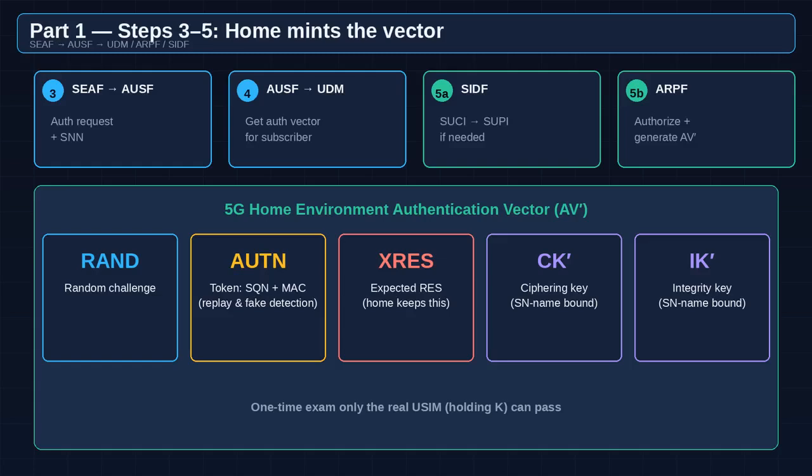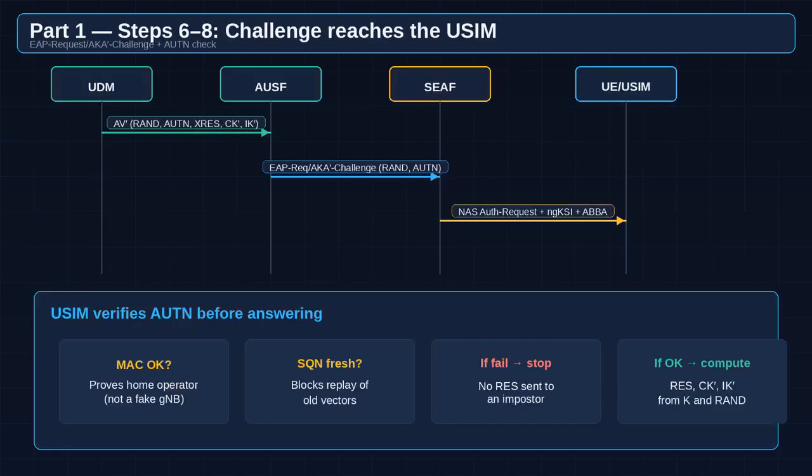Together, these form the 5G home environment authentication vector. The home network has just minted a one-time exam that only the real USIM can pass. Steps 6 through 8 bring that vector back toward the phone, carefully. The UDM returns the authentication vector to the AUSF.